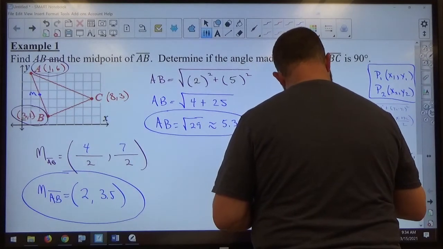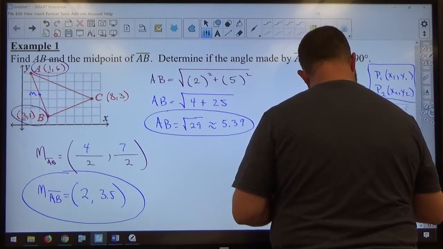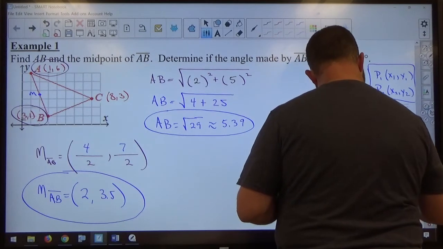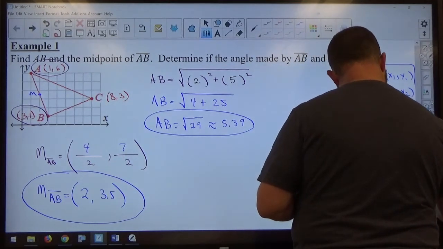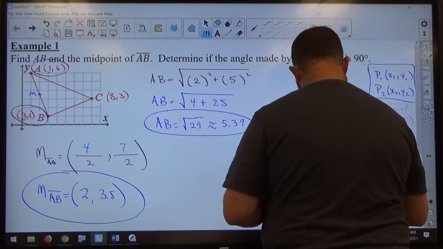So if lines are perpendicular, their slopes are opposite reciprocals of one another.